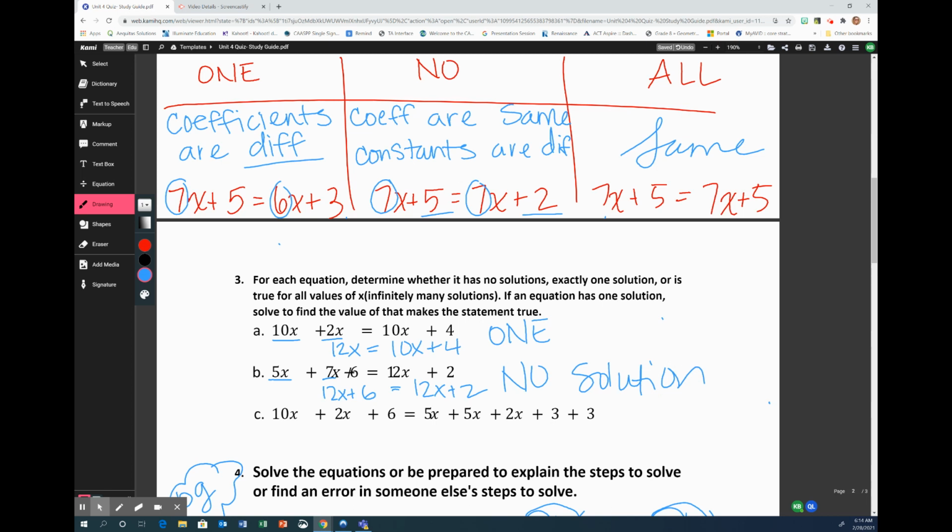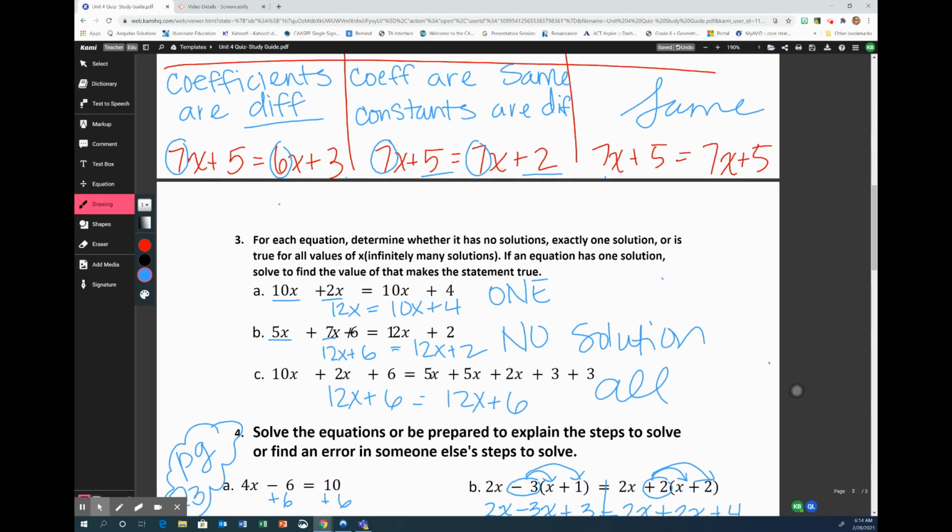Last one: 10x and 2x is 12x plus 6. On the other side, 5x and 5x is 10x, plus 2x is 12x. 3 and 3 is 6. Everything's the same on both sides. I'm going to scroll down and do the next problem.